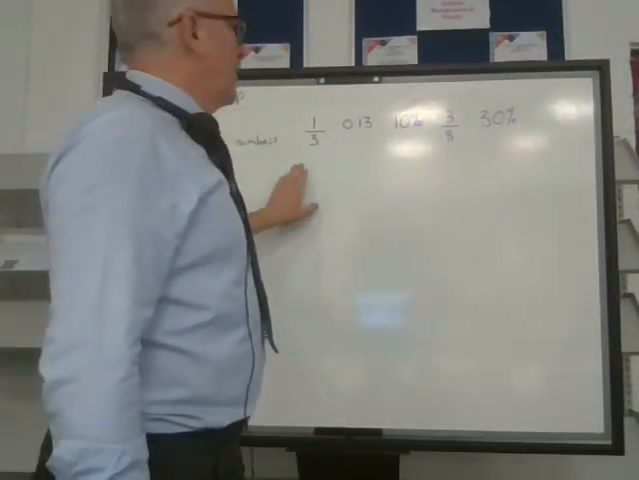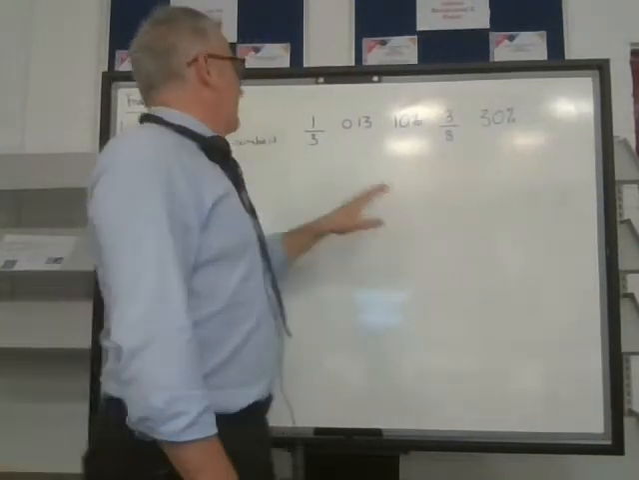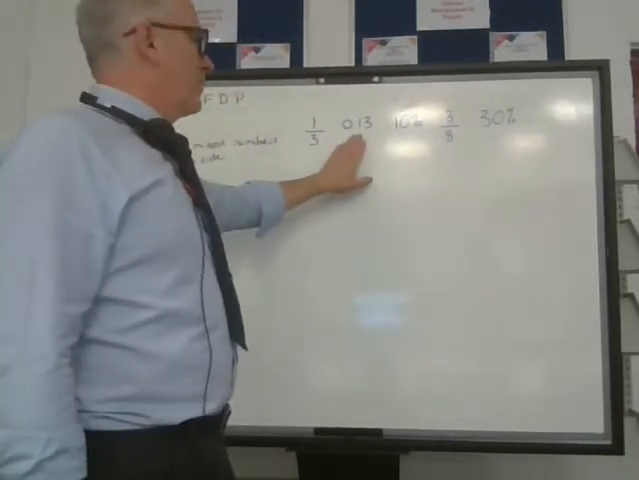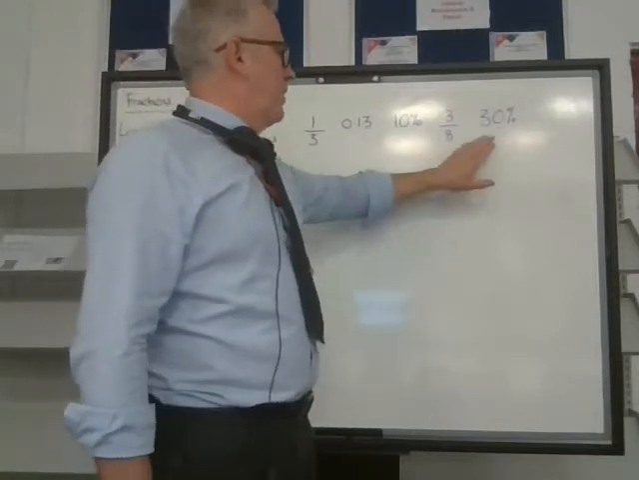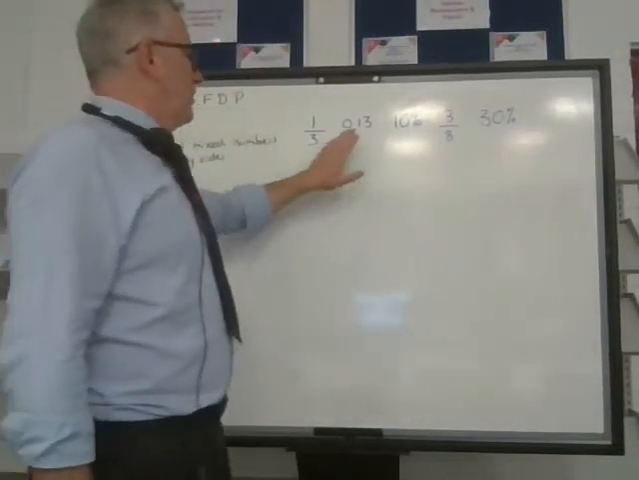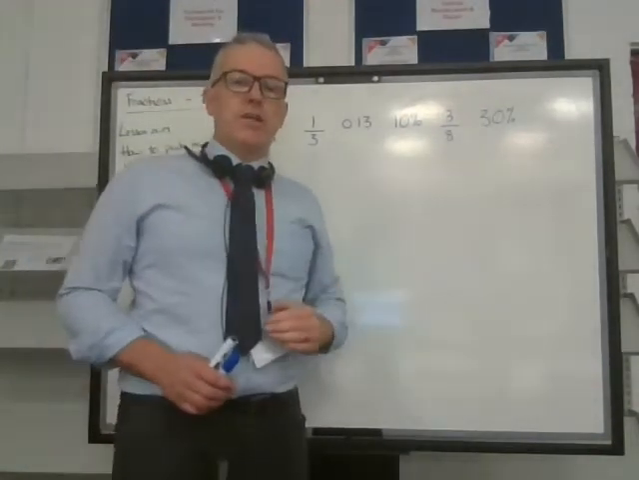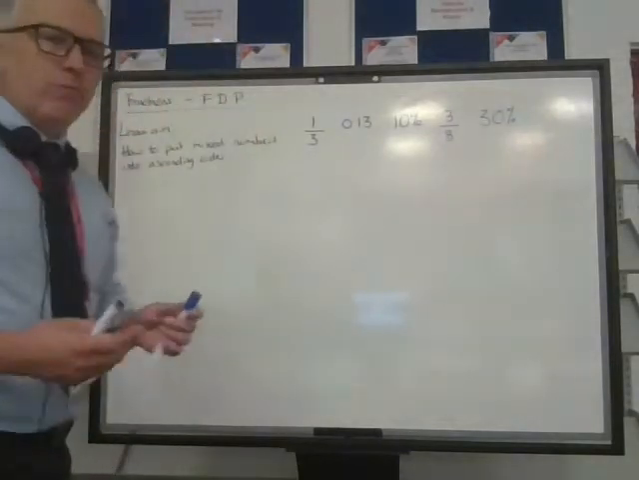But currently these are all mixed up, and it's quite hard to work out which is bigger, which is smallest. Clearly, we can see that 10% is smaller than 30%, but is a third bigger than 0.13? Is 3/8 bigger than 30%? If we convert all these into percentages, it's going to make it much easier to put them into ascending order. So we need to do the maths.